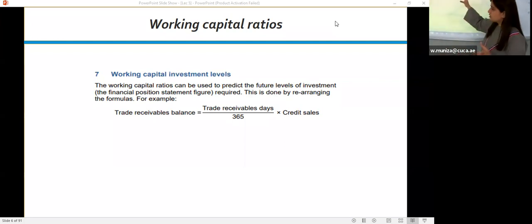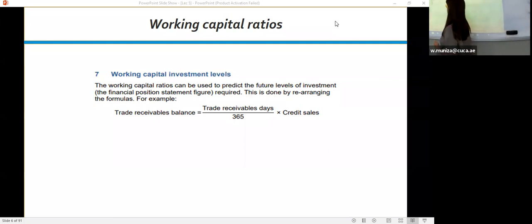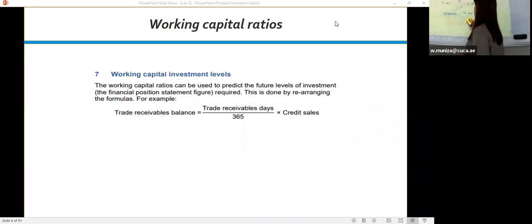So what we are going to do is rearrange the formulas for working capital and find the investments in working capital. Here we are rearranging the formula for trade receivables days. What is the formula for trade receivables days? It's trade receivables divided by credit sales multiplied by 365. If we want to see the trade receivables balance, we rearrange the formula: trade receivables balance is equal to trade receivables days multiplied by credit sales divided by 365. So we will know how much amount in trade receivables we need to invest.